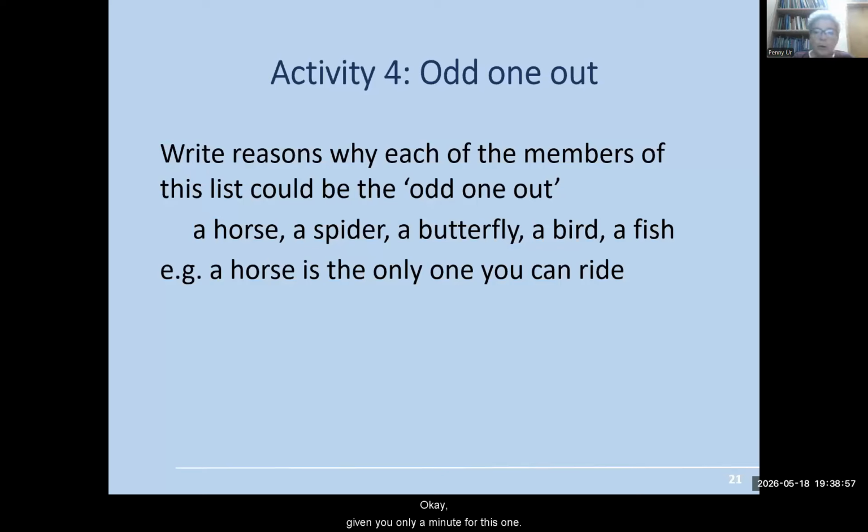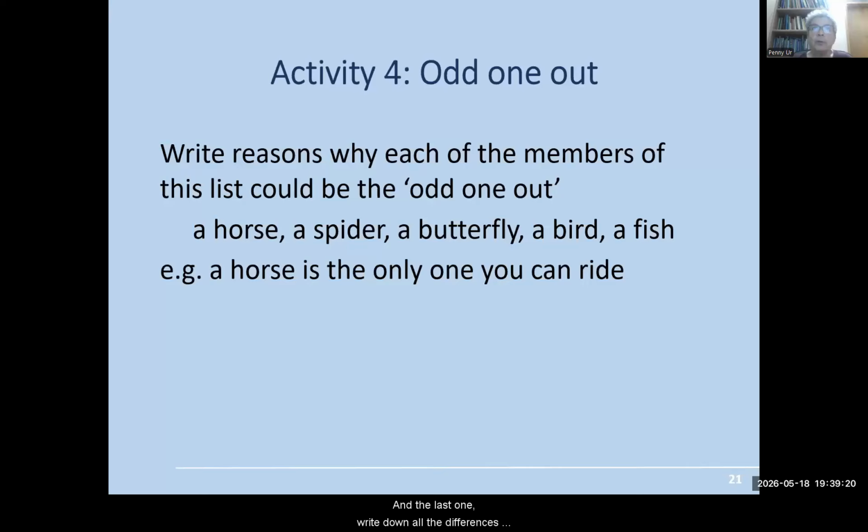Okay, giving you only a minute for this one. I think that was long enough. Can you give that a score, please, from 1 to 3 on your table for interest, how interested your students would be to do this one? Not writing it in the chat box, but on your table, on your paper.